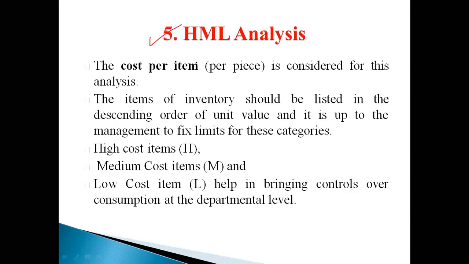Next, the fifth method is HML analysis. This analysis is nothing but cost per item analysis; the cost per piece is considered for the analysis. In this analysis, the inventory should be listed in descending order of unit value. Descending means higher value to lower. So you have to fix the limit for these categories. HML stands for high, medium and low cost items.